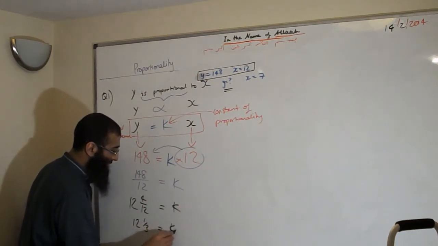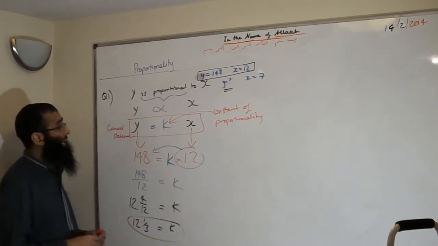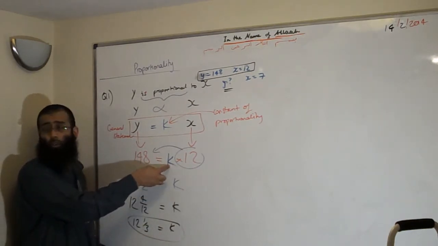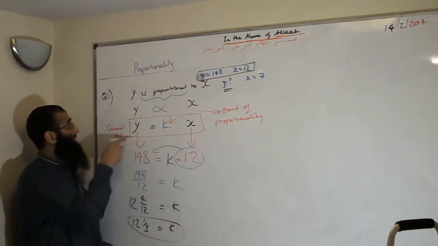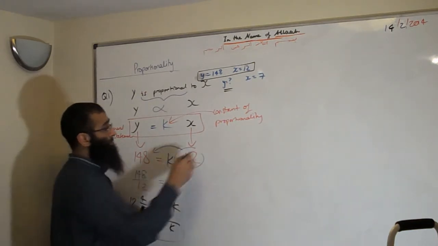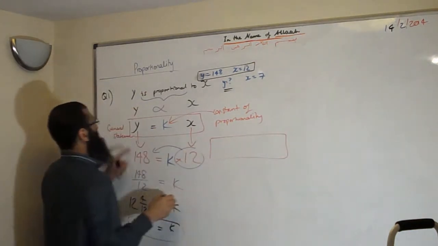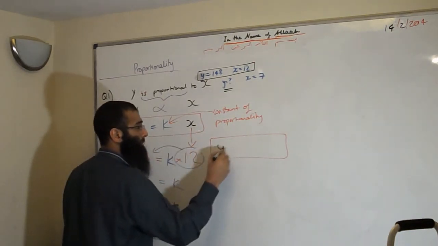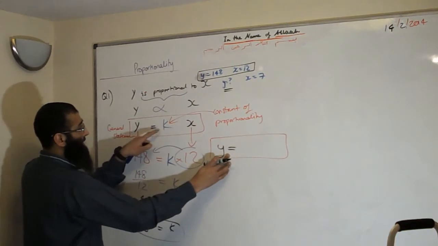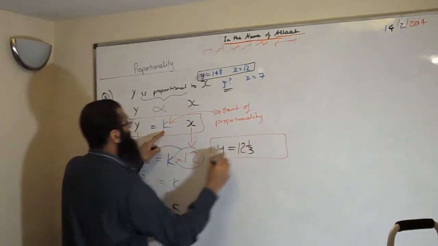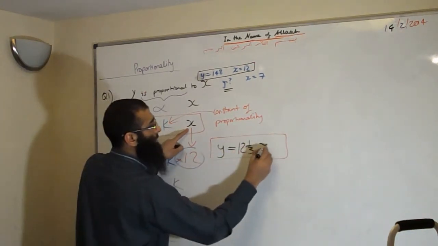Okay, so we worked out the k value. That's lovely. Now that we've worked out the k value, we can take this k value from here and put it back into there and turn our general statement into a specific statement. So let's have another go at it. So the y stays as y. The equal is equal. The k is now 12 and a third. Okay, and the x is x.